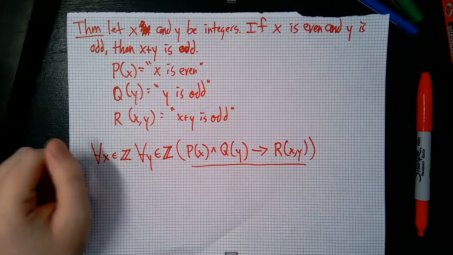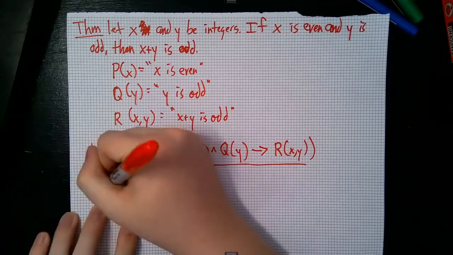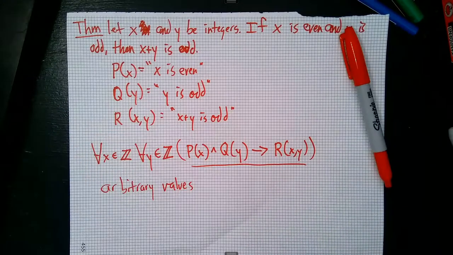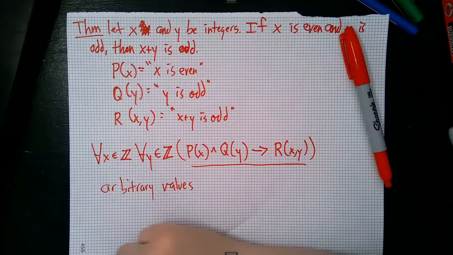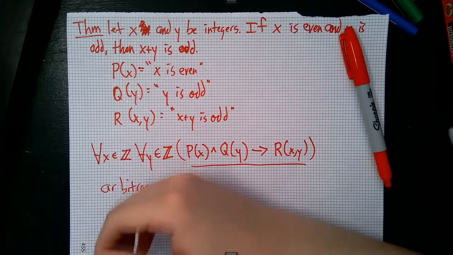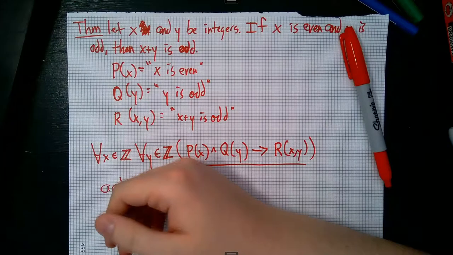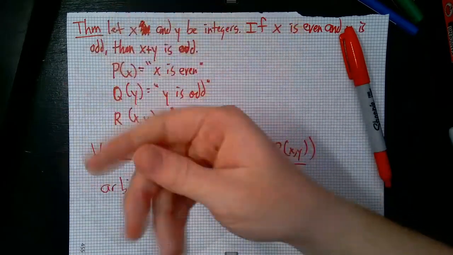So the plan for this is we're going to use arbitrary values. Basically what we're trying to show is that our logic will hold for some arbitrary even x and odd y. And we're not going to know anything about x and y other than the fact that x is an even integer and y is an odd integer. And if we could show that our logic holds true, if we know nothing else about x and y, then we could substitute in any combination of integers.